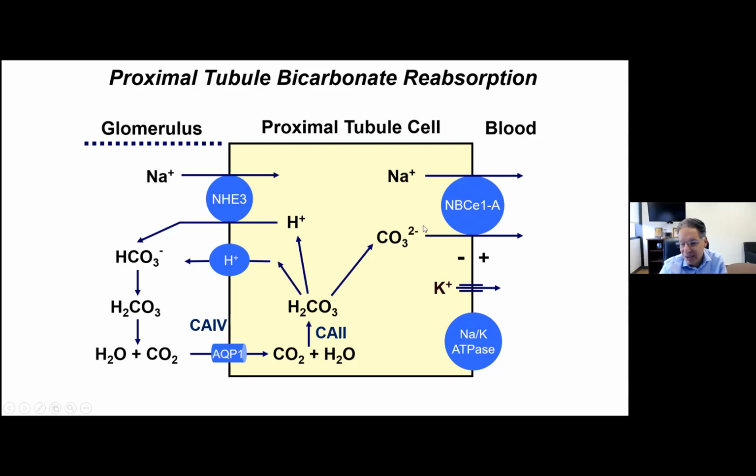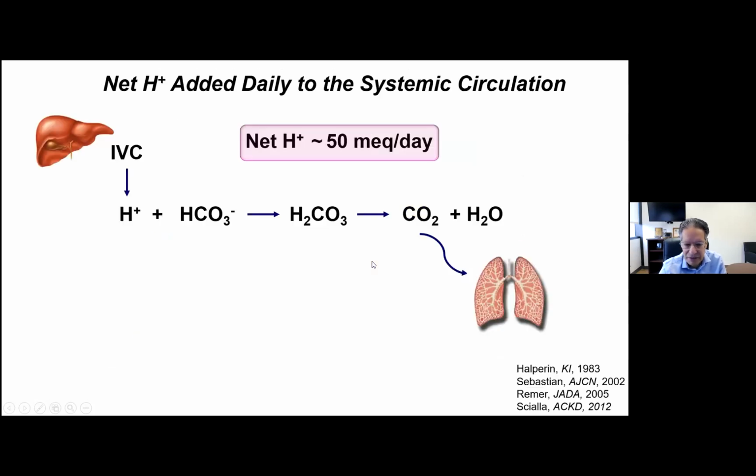The chemical gradients are actually to go into the cell. So if there was no electrical gradient, sodium and carbonate would actually enter the cell because their concentrations in the blood exceed their concentrations in the cell. So this electrical gradient allows the sodium and carbonate to leave the cell against their chemical gradients. So that's how we get bicarbonate or carbonate back into the blood.